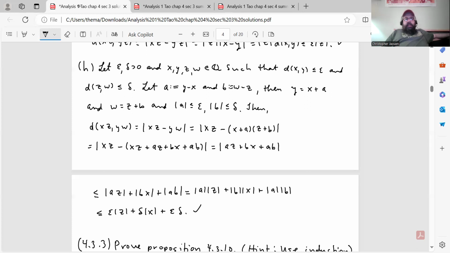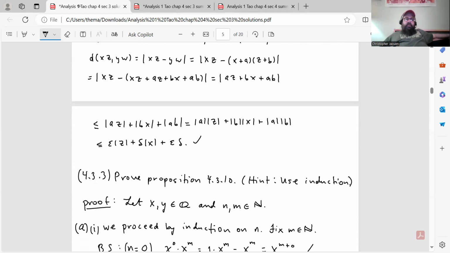Then the distance between x, z, and y, w, by definition, is the absolute value of xz minus yw, which is equal to xz minus, here we can replace y with x plus a, and we can replace w with z plus b, and then just simplify inside the absolute value, which gives you the absolute value of az plus bx plus ab, which is less than or equal to the absolute value of az plus the absolute value of bx plus the absolute value of ab by the triangle inequality.